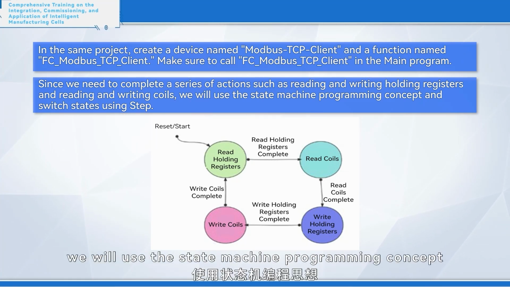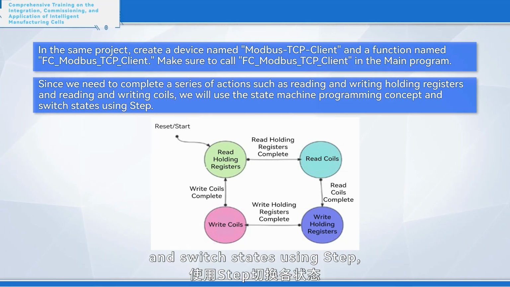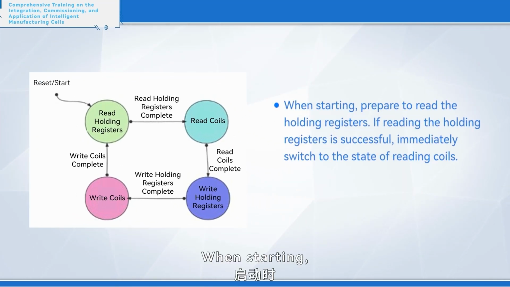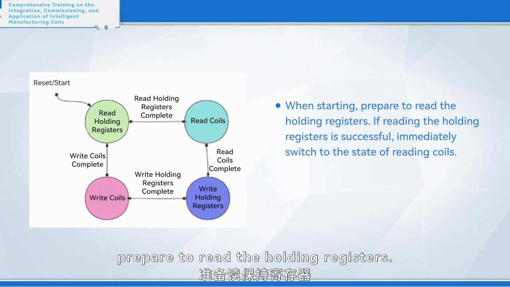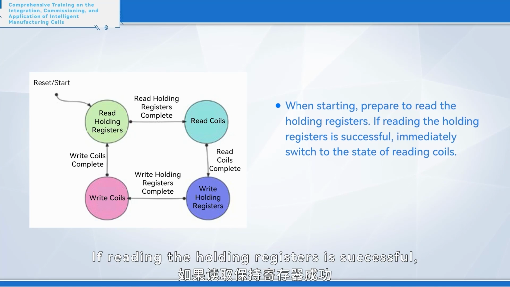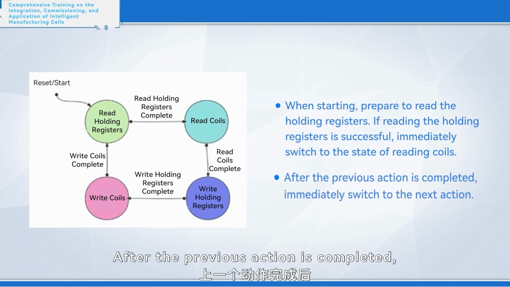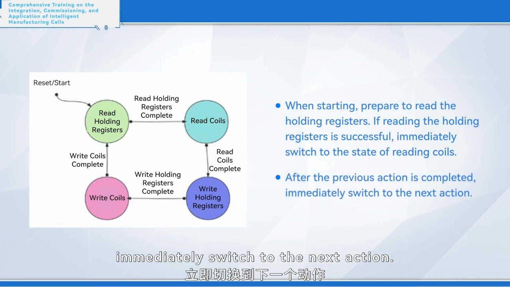We will use the state machine programming concept and switch states using step, as shown in the figure. When starting, prepare to read the holding registers. If reading the holding registers is successful, immediately switch to the state of reading coils. After the previous action is completed, immediately switch to the next action.